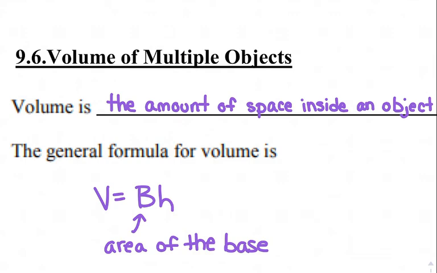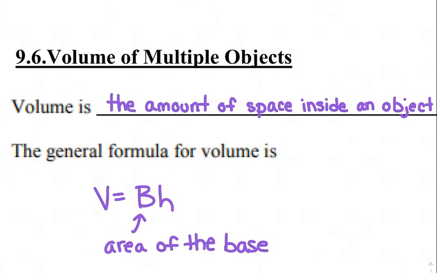So volume of multiple objects is the volume of a compound shape. A compound shape is just when you combine two or more shapes together into one. So we're going to need to use and know all our volume formulas. Remember, the volume is the amount of space inside an object. The general formula for volume is big B times H, where big B is area of the base, okay?